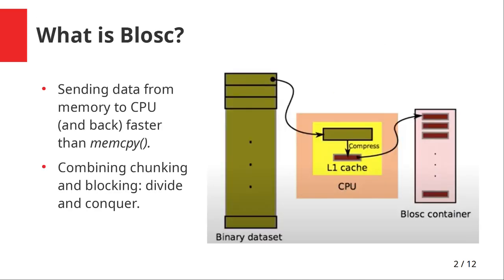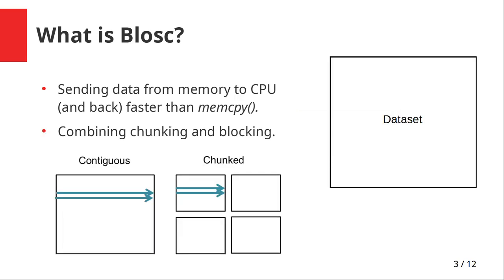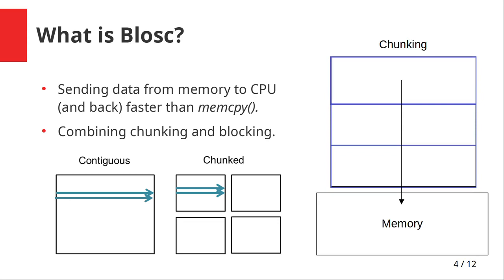A drawback of using the cache for compression or decompression is that it is very limited in size. This is surmounted by combining chunking and blocking. Blosc supports full 64-bit datasets structured on a double partitioning schema, which means dividing the datasets into chunks that fit in the last level of the CPU cache, and then subdividing these chunks into blocks that are small enough to fit in the first level caches of modern processors.